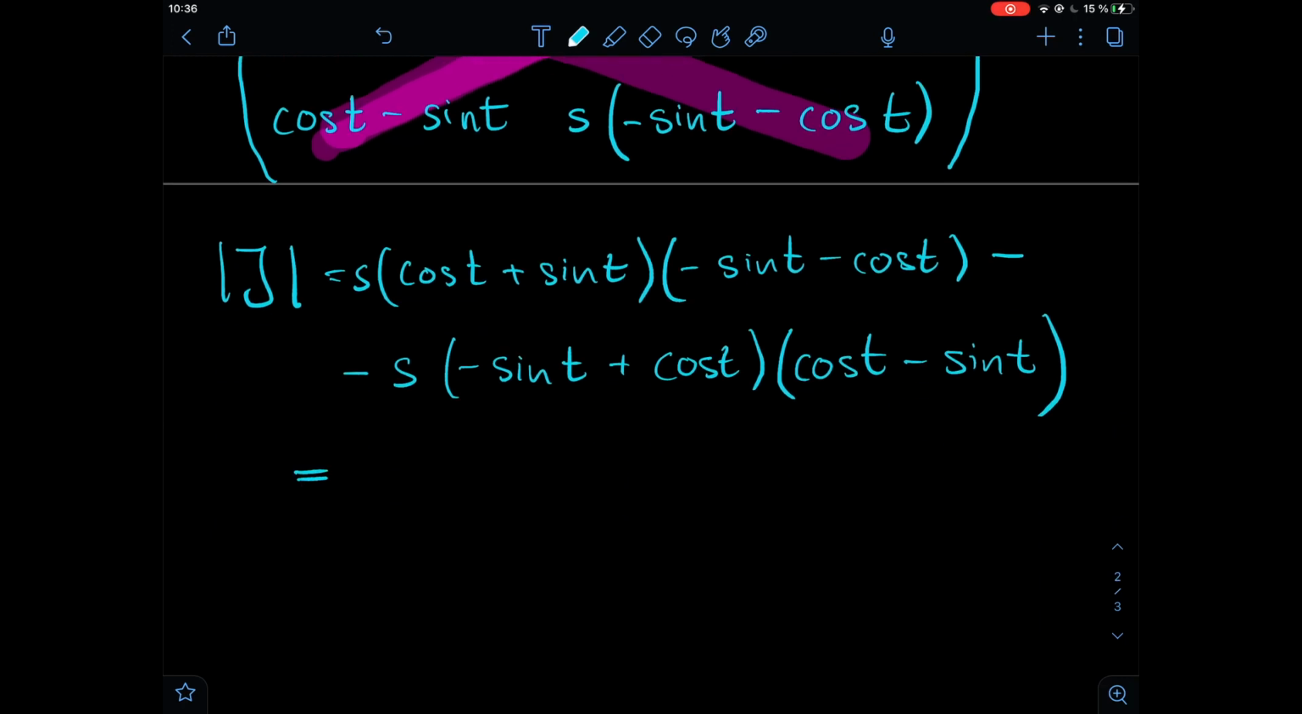What we are doing now is we just multiply everything out, and what we will get is minus s times, brackets open.